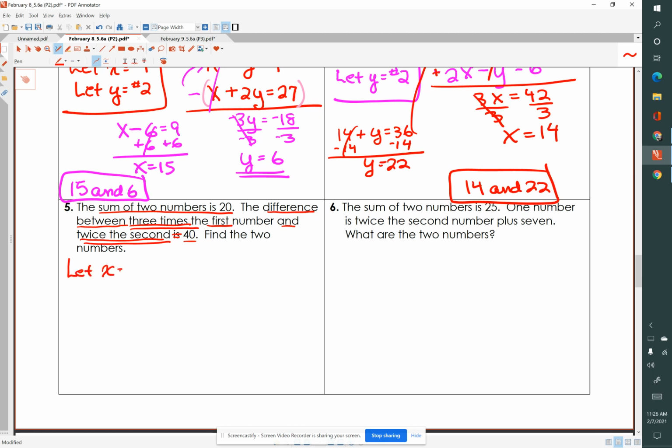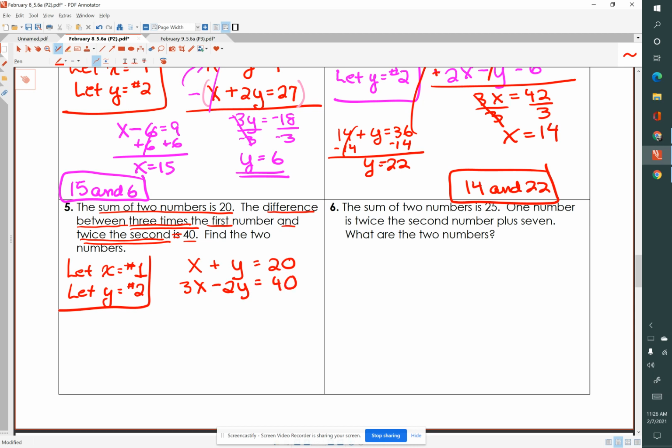All right, let's define our numbers. Let x equal the first number. Let y equal the second number. Here's my X box, all defined. So I've got x plus y equals 20. And then I have the difference between 3 times the first number, so 3x minus twice the second number is 40.